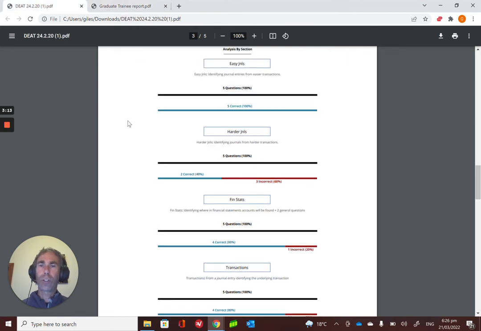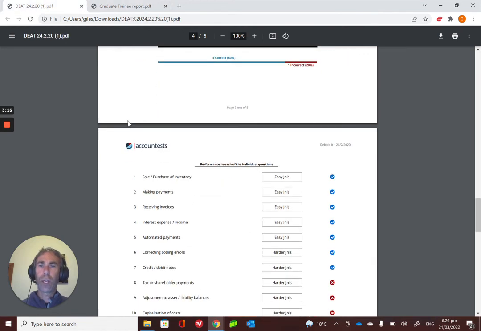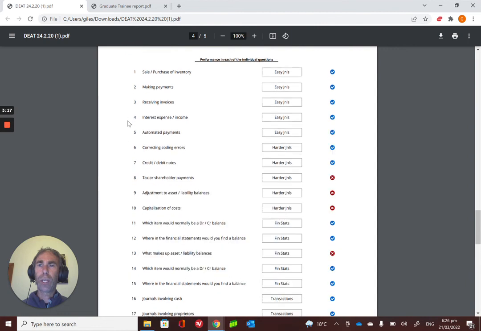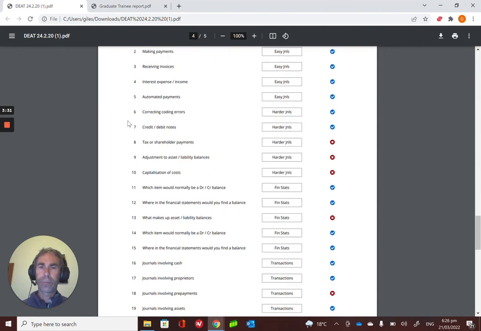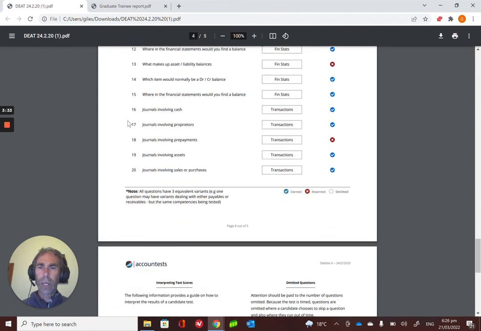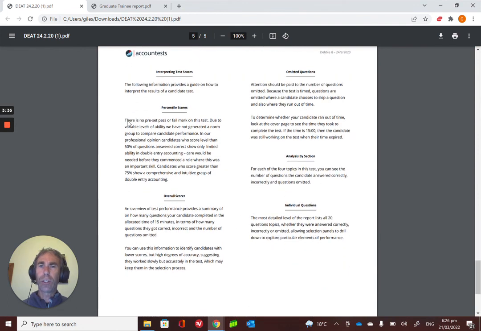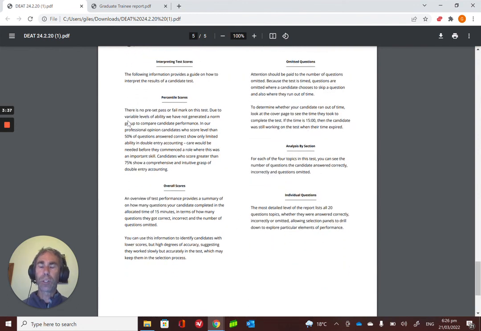Just going back to this other report. The next page goes through question by question. It tells you what the question was asking, which section of the test it was in, and whether they got it right or wrong. If they omitted it, it will just have a little white circle out on the right-hand side. And then the last page is some interpretation help, which is what we've been talking about here.